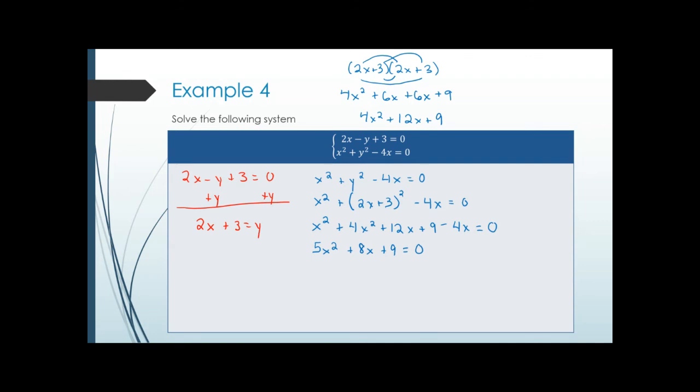And now I'm trying to see if this is factorable or if we will have to use the quadratic formula. So let's see. This does not appear to be factorable, so this means it's a quadratic formula problem.